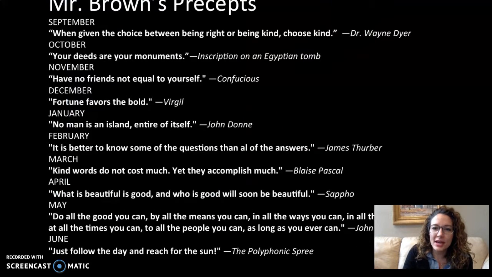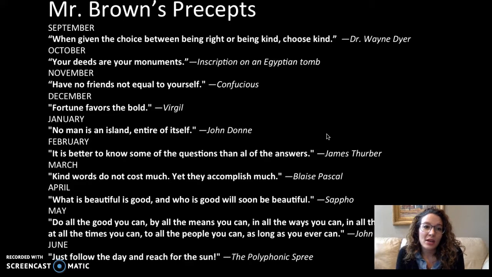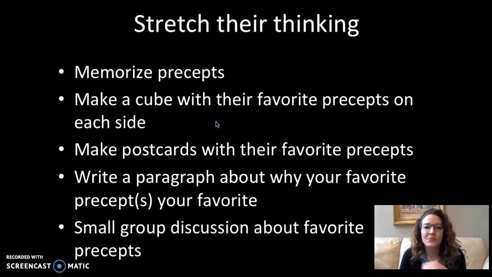So something that happens in this book is Mr. Brown is an English teacher, and he has these precepts once a month that they have to write about. Of course, you could do the same thing that they do in the book. And there's a list of them there. You don't have to read them, but the first one is, when given the choice between being right and being kind, choose kind. So that's basically the theme of the whole book, that precept.